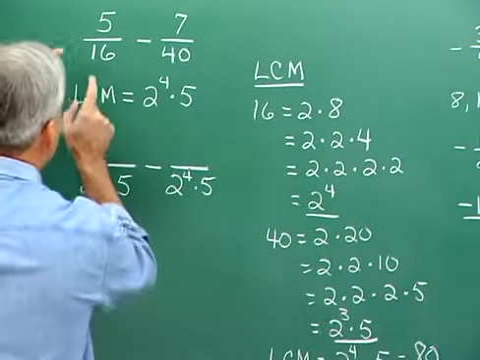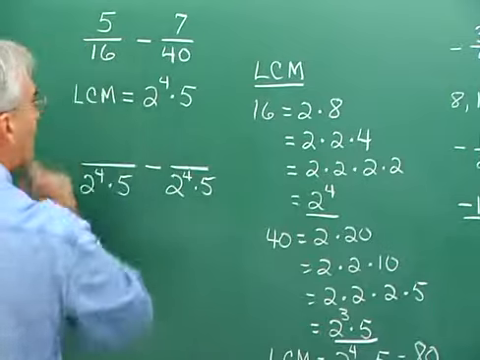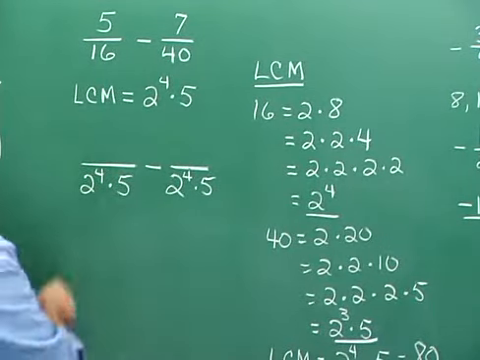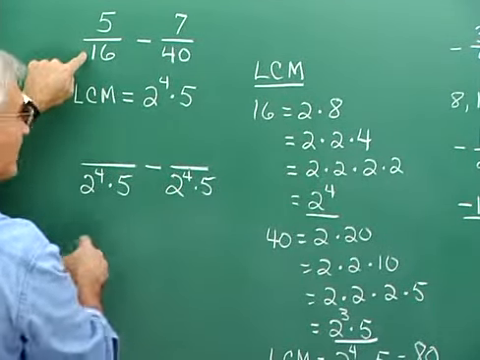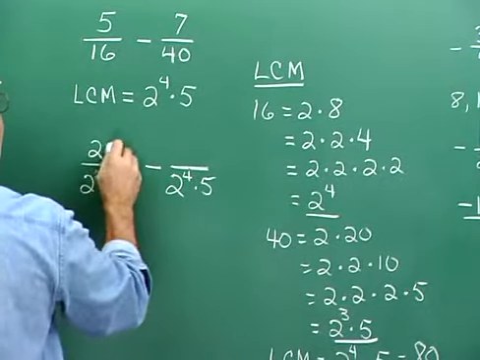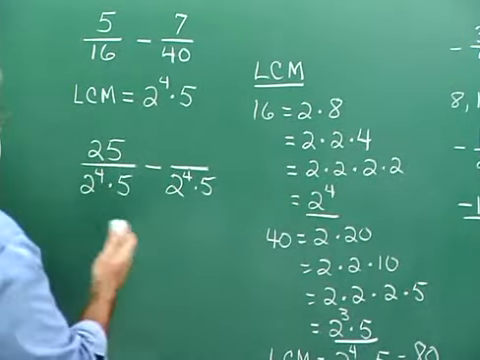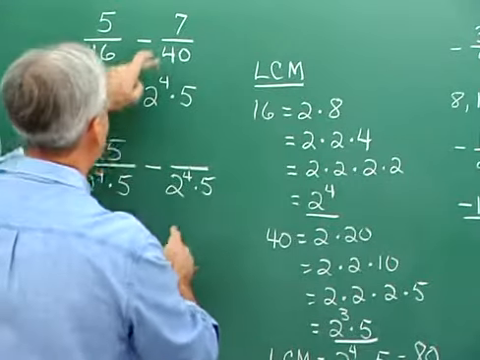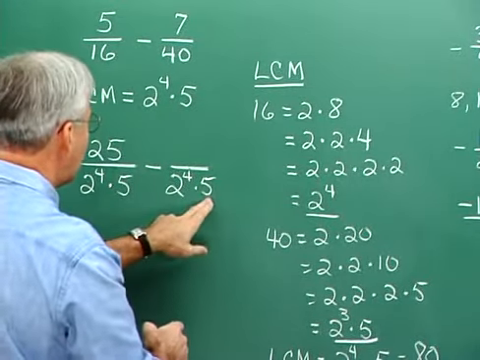So we need to multiply this fraction by 5 over 5. That's the idea. So when we multiply in the denominator by 5, we get this. When we multiply in the numerator by 5, we get 25. And now for the other one, same idea. We're changing 40 into 2 to the 4th times 5.